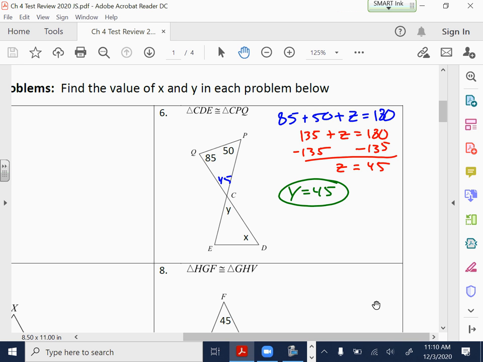Then what about my x here? So my x is this angle. And again, if you can't tell that that angle is congruent to this angle up here, you can always check. That's angle D has to be congruent to, oh, there we go, angle P. So I made a mistake on that one.